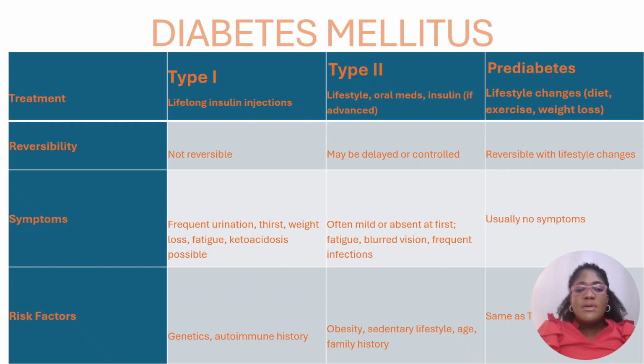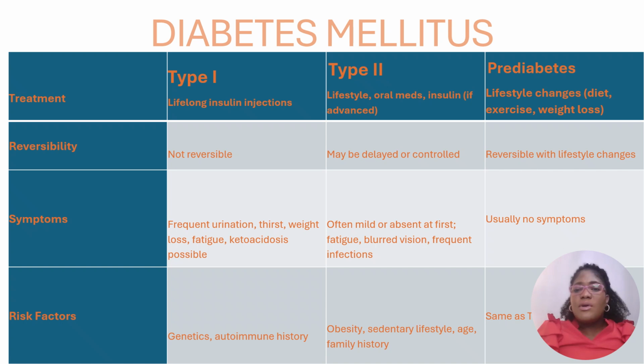With type 2 diabetes, treatment usually entails lifestyle changes, oral meds, and insulin if the A1C is very high, usually above 10 or 11. And type 2 diabetes can usually be delayed or controlled. The symptoms are often mild or absent at first, but many patients will complain about fatigue or blurred vision, or will end up having frequent infections. Risk factors include obesity, a sedentary lifestyle, age, family history.